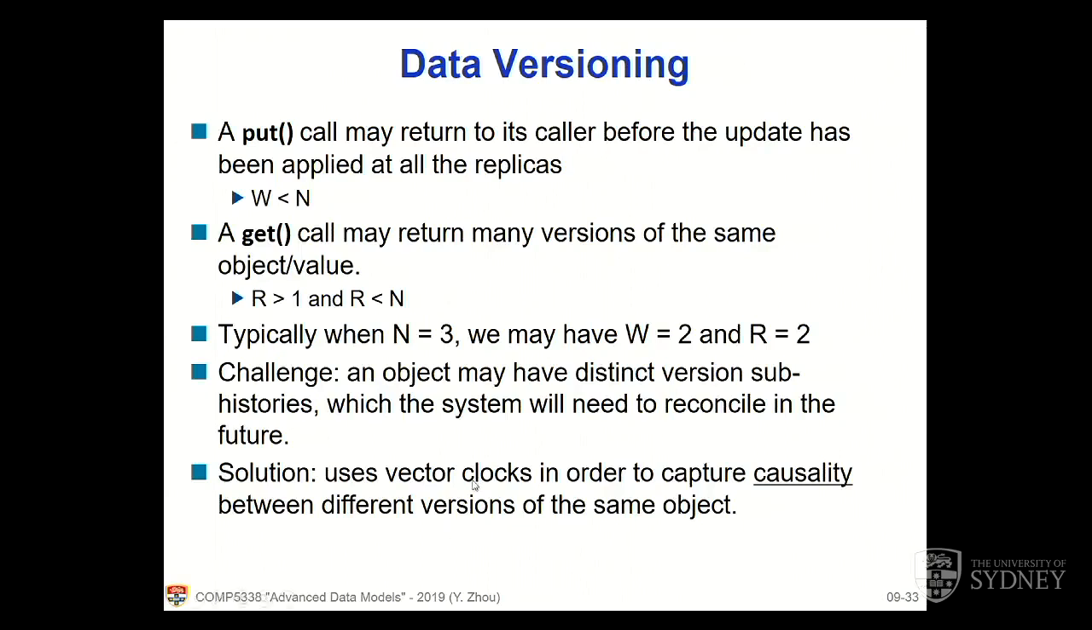But the challenge here is that because we use sloppy quorum, sometimes we don't. So how do we manage the versions now? We use the vector clock, like a timestamp. It's used to capture the causality between different versions of the same object. Because W is less than N, some replicas will end up with a more recent version and others may have old ones. And so they're different versions.